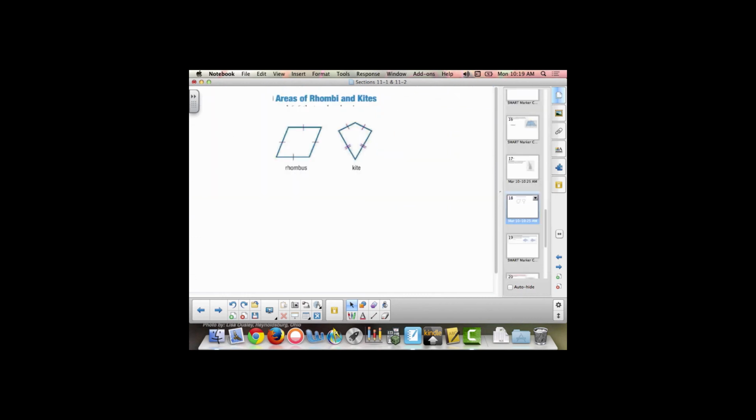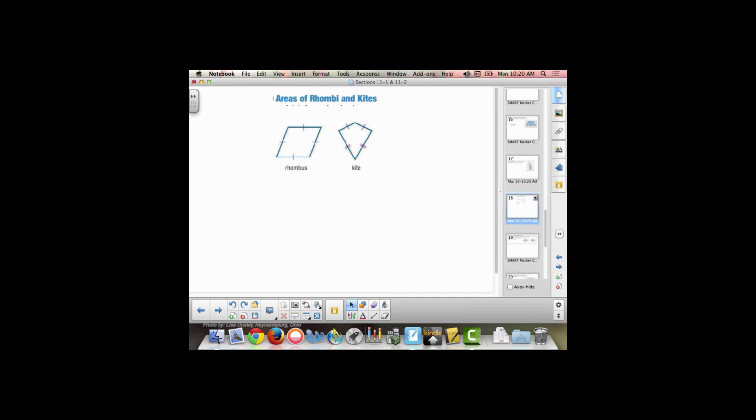Okay, the last activity we're going to do together is to come up with the area of rhombi and kites. Now remember that a rhombus is a parallelogram, so you can always use the area formula for a parallelogram on a rhombus. But you need to know the base and the height of the rhombus in order to be able to do that. Remember that the angles inside of a rhombus aren't necessarily 90 degrees, so that means the sides aren't always the height of the rhombus.